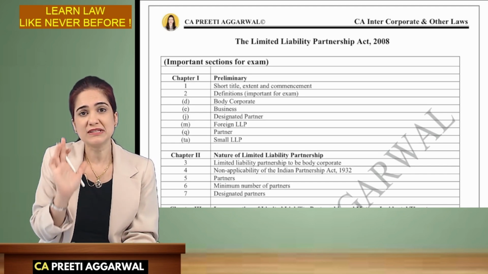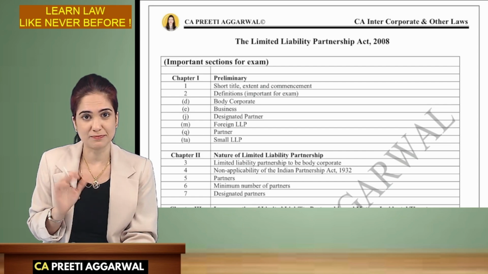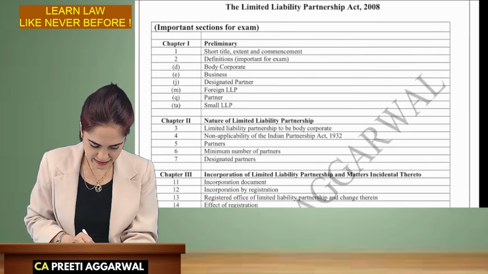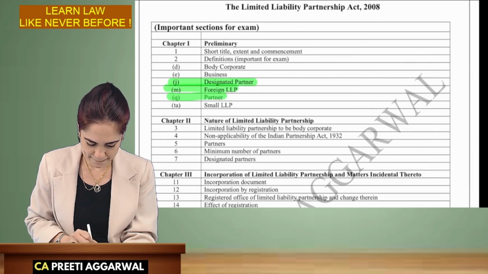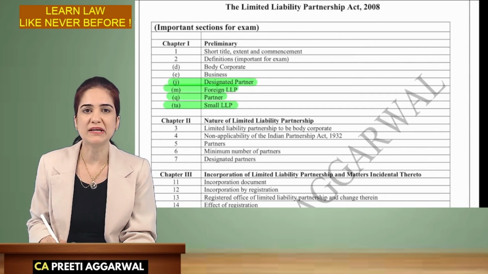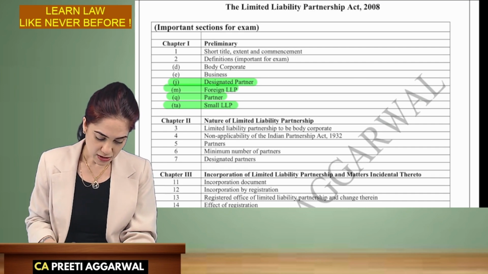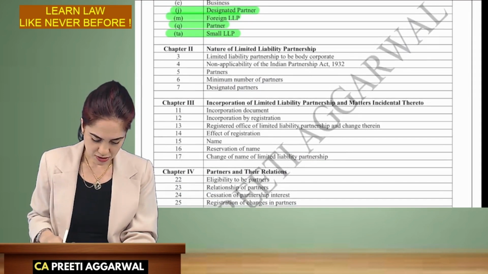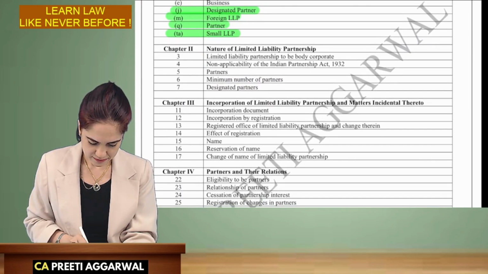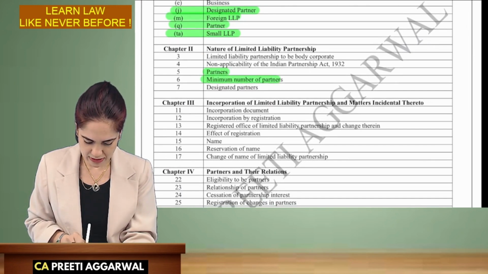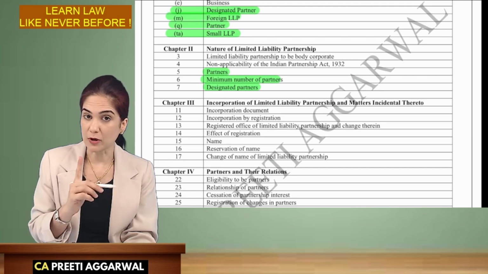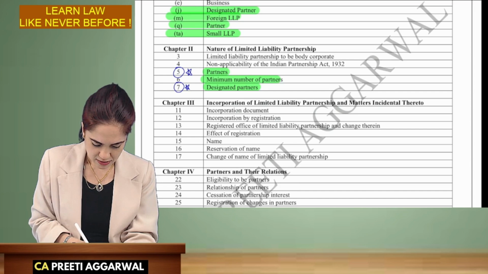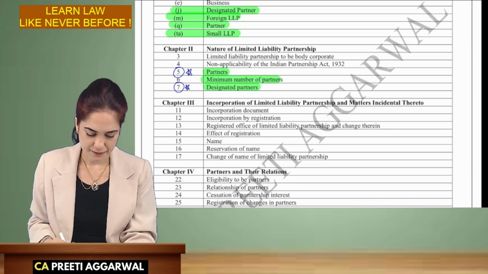As far as the sections are concerned, this is my personal opinion. According to me, the definitions of designated partner, foreign LLP, partner, and small LLP are important for the exam. So these are the sections which are important from the definitions. Nature of limited liability, then partners, minimum partners, designated partners. Important section numbers are section 5 and 7. These two section numbers are very important.